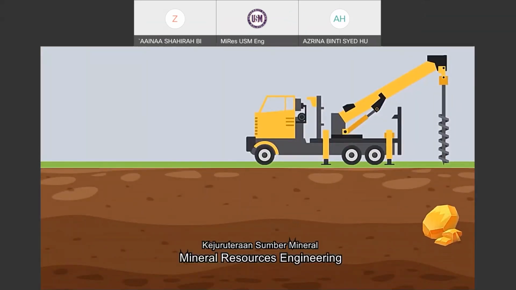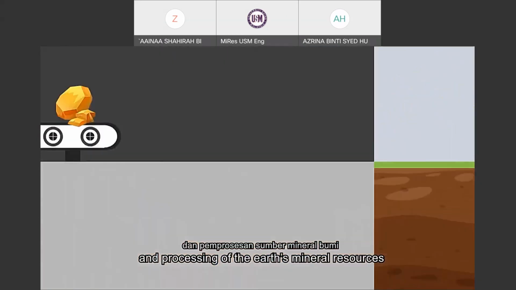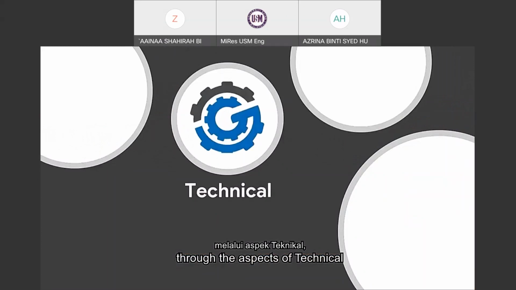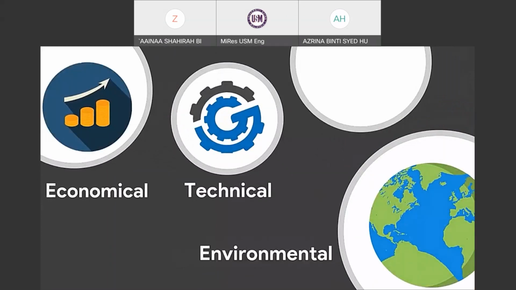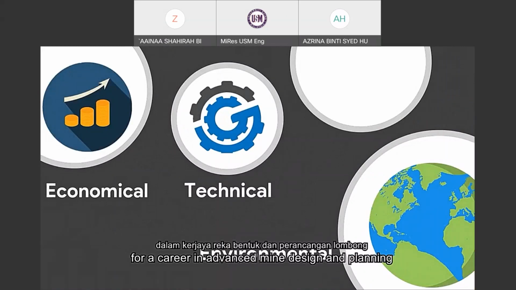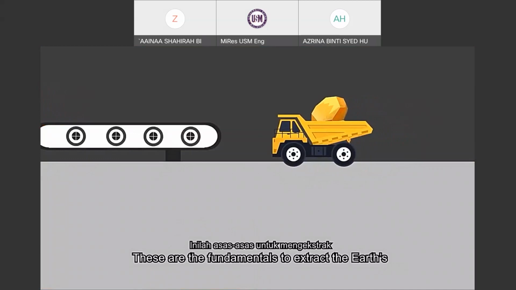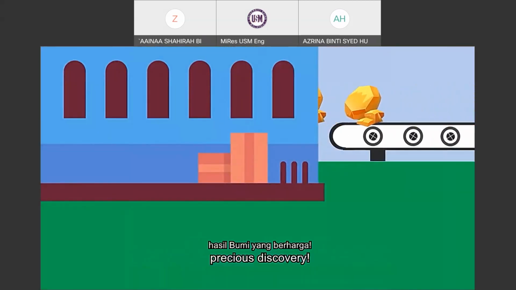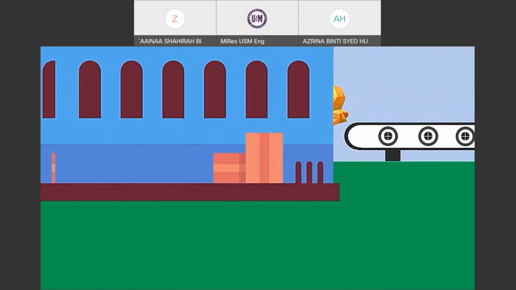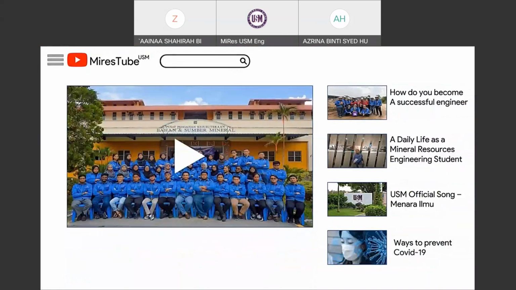Alright, mineral resource engineering focuses on areas of extraction and processing of the earth's mineral resources through the aspects of technical, environmental, and economic. Mineral resource engineering also prepares the engineer for a career in advanced mine design and planning, ground control, processing techniques, and drilling engineering. These are the fundamentals to extract the Earth's precious discoveries. Wow! So, how to become a successful mineral resource engineer? Whoa, this one looks interesting. Let's click this one.